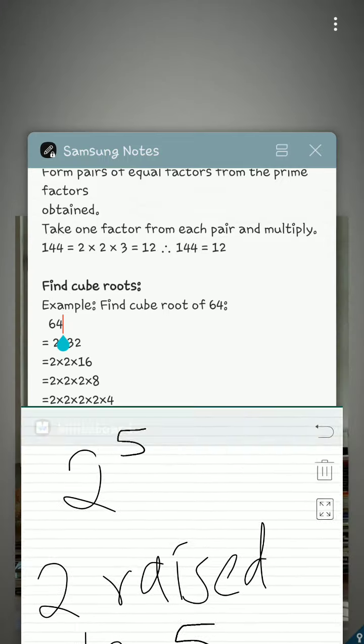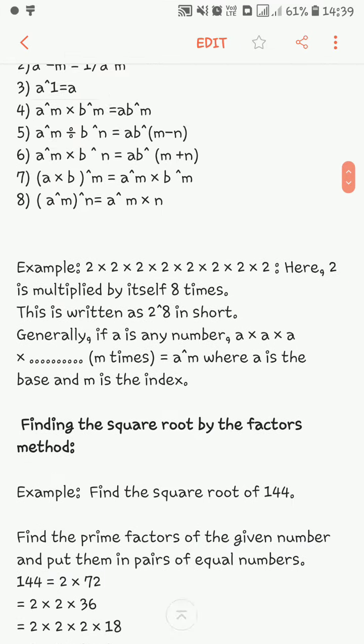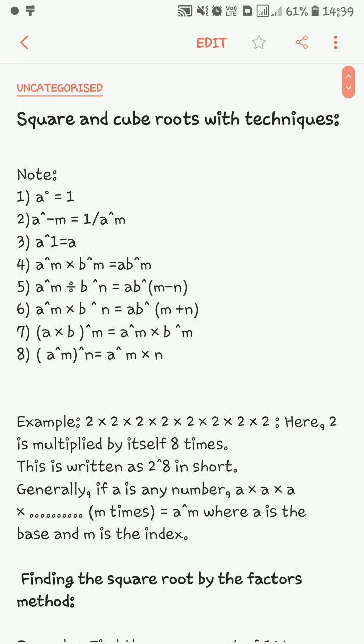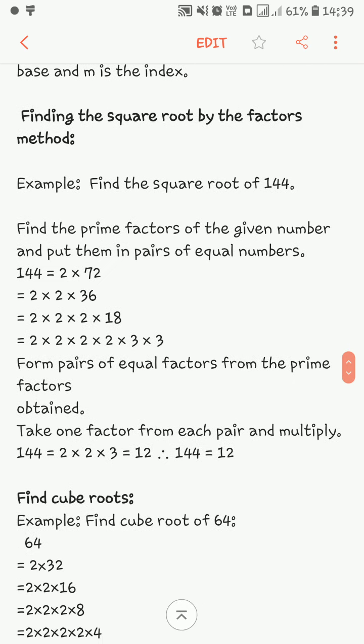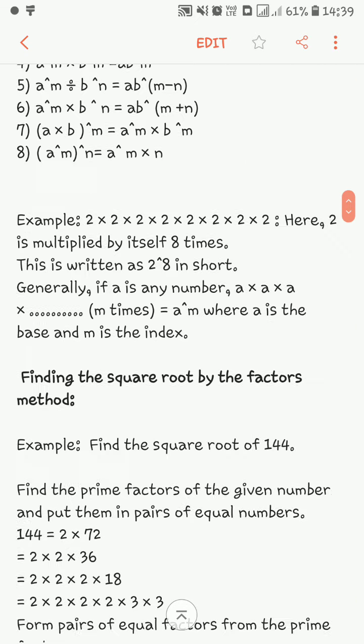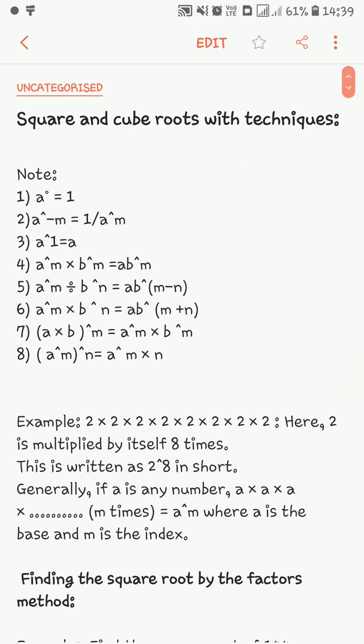So this is the technique. These are the techniques in the note, and these are the ways to find squares and cube roots. That's all from square and cube roots. Thank you.